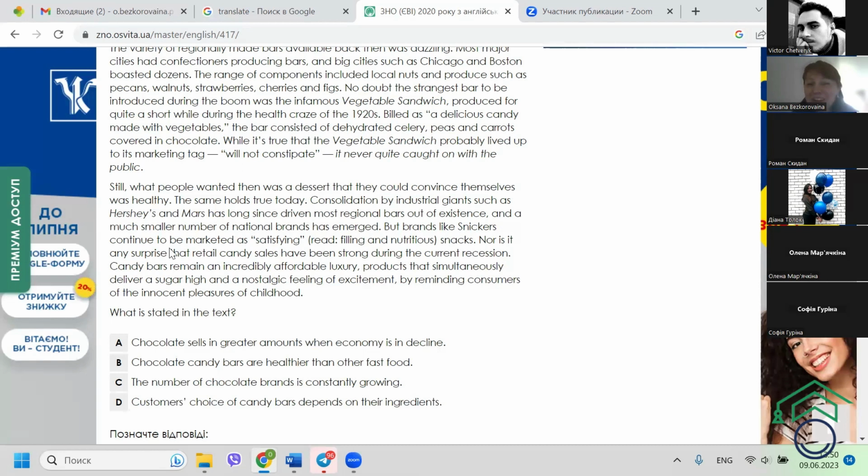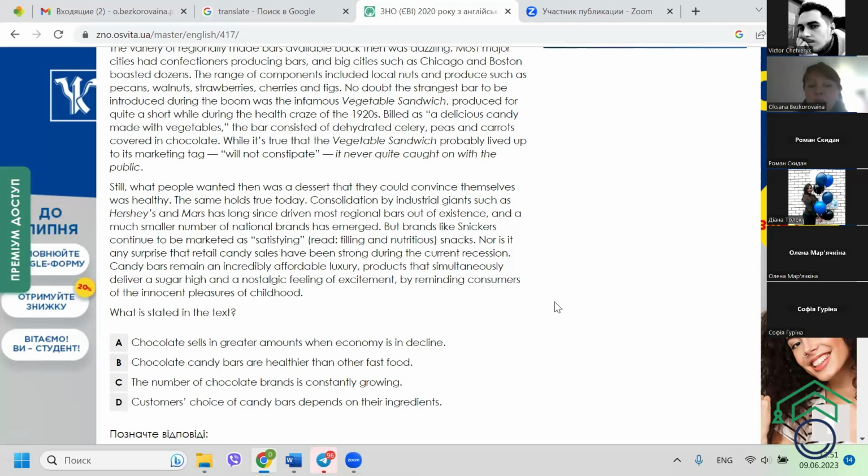Окей. Any variants? Ну, я можу викреслити про економіку. Ні, такого там не було. Тут не говориться про те, що шоколад продається більше, коли економіка падає. Ще раз звертаю вашу увагу: питання до тексту, не до цього параграфу. В тексті вище не було про це. Ладно, так.